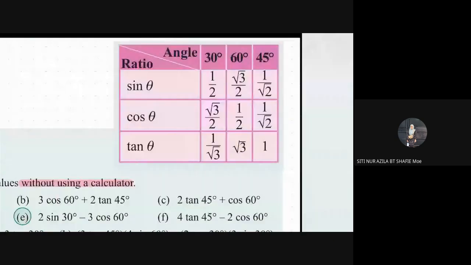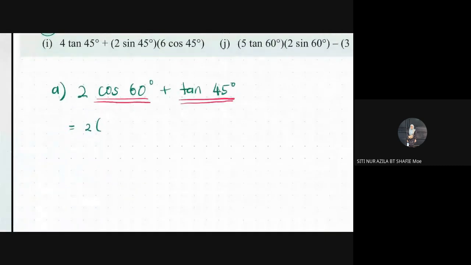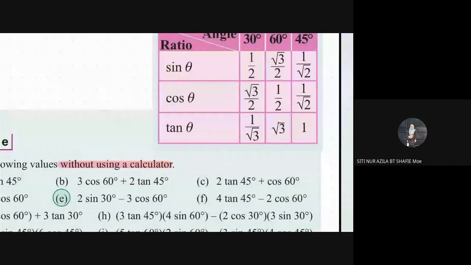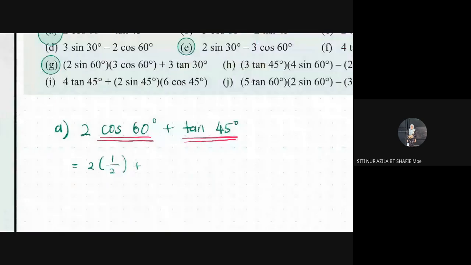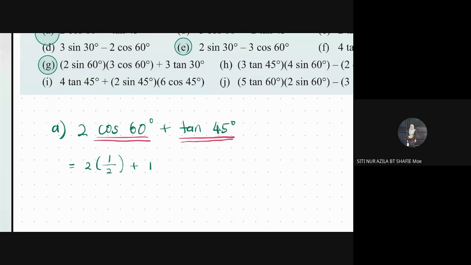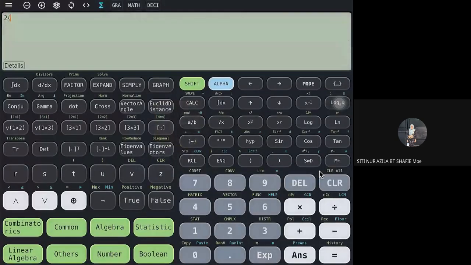Okay, continue with question A. Cos 60. From your table, cos 60 is equal to 1 over 2. Then substitute into its place 1 over 2 plus tan 45. Look for the value of tan 45. Tan 45 is equal to 1. And then plus 1. So this one is quite simple. 2 multiplied by 1 over 2 plus 1. You can straight away press your calculator and get your answer. The answer is 2.